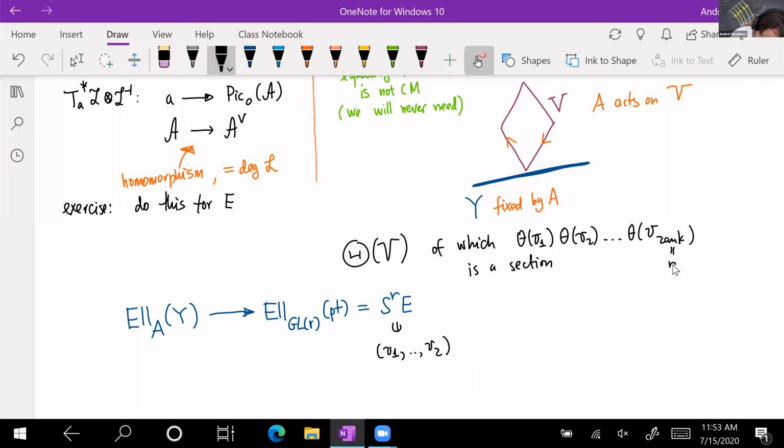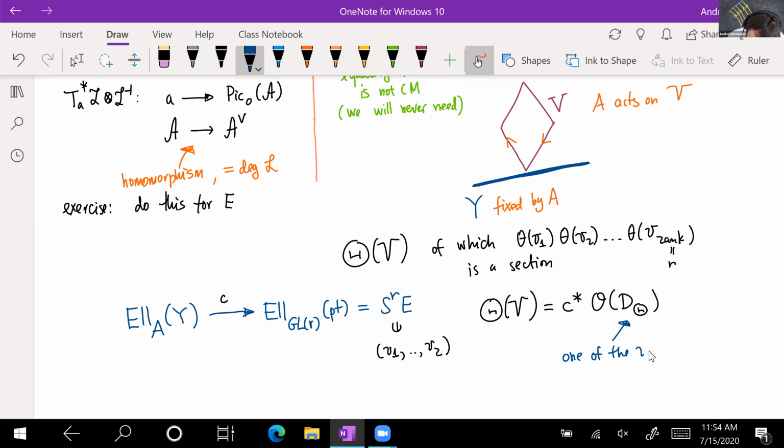And so then we pull back. Maybe call it C, and then this theta of V is the pullback of the O of the theta divisor. The theta divisor is where one of the PI's is equal to 0.